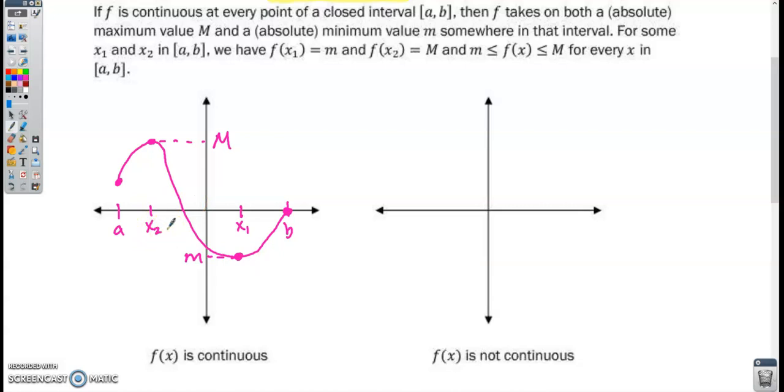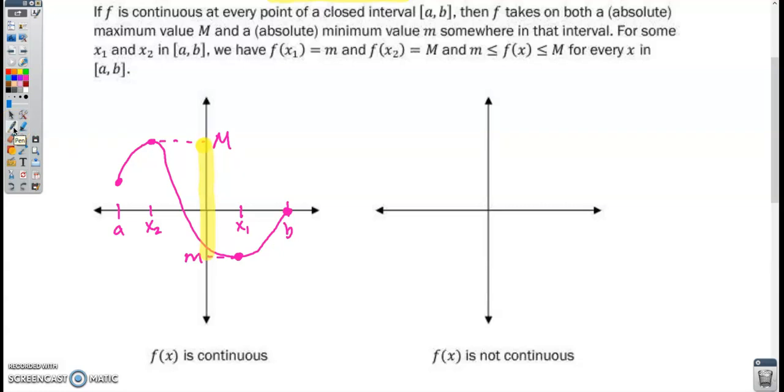We could actually have multiple x sub 1s or x sub 2s that take on the minimum or maximum value. It's possible for a function to hit its maximum more than once, or its minimum more than once. And furthermore, the function is in between those two values for every value of x. Okay? That's the Extreme Value Theorem.